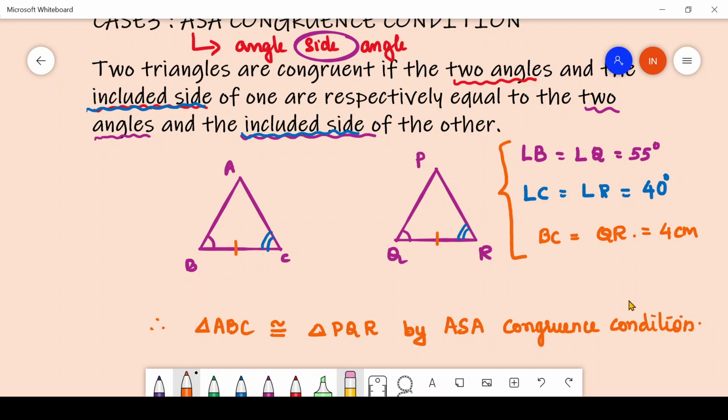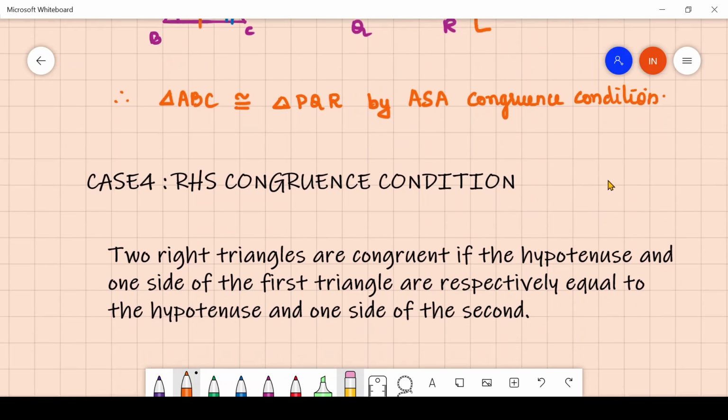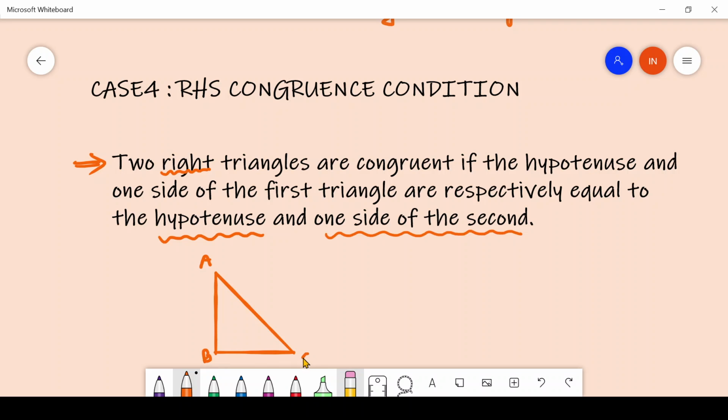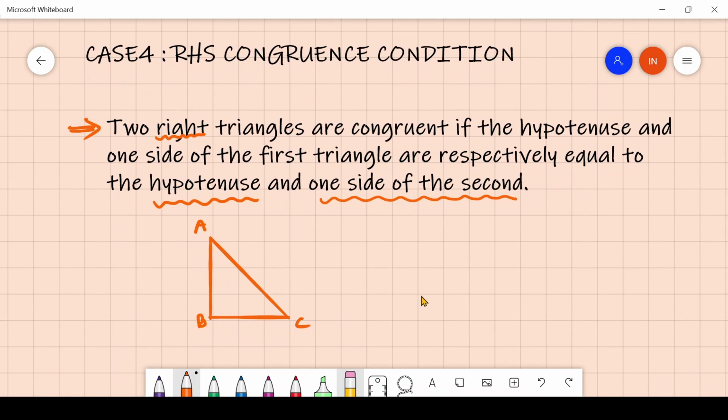So let us move on to the next criteria, that is RHS congruence condition. So what is RHS congruence condition? Here you can see two right triangles. That is the main highlight of this one. Two right triangles are congruent if the hypotenuse and one side of the first triangle are respectively equal to the hypotenuse and one side of the second triangle. So let me draw two triangles to show you how this congruency can be applied.